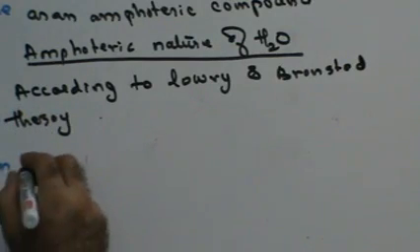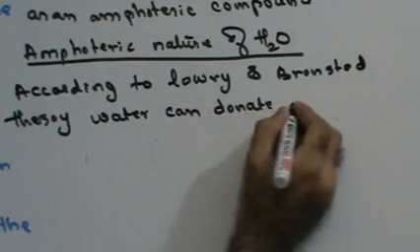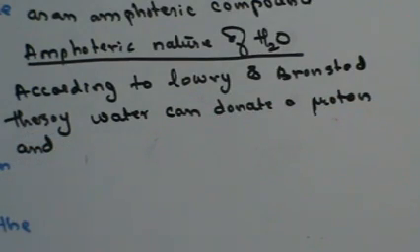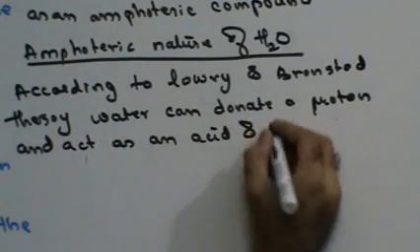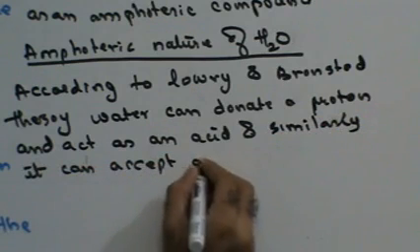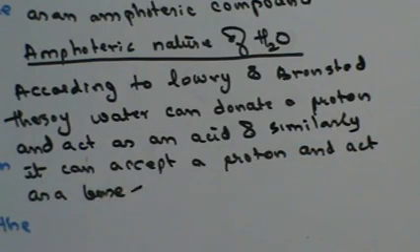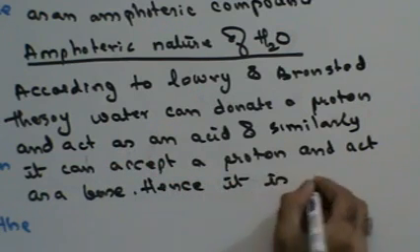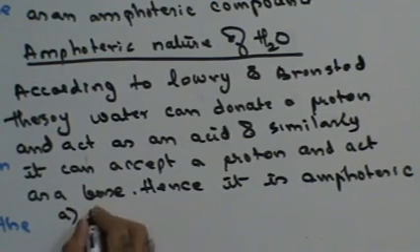According to Lowry and Brønsted's theory, water can donate a proton and act as an acid, and similarly it can accept a proton and act as a base, right? Hence it is amphoteric. Example, let's show you the example of water as an acid.